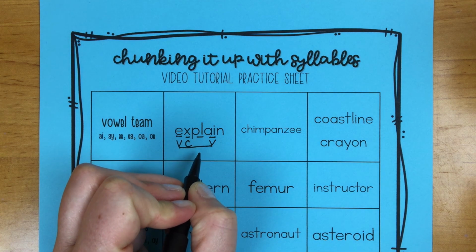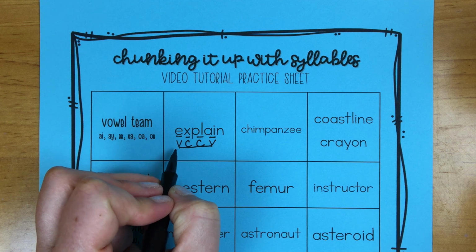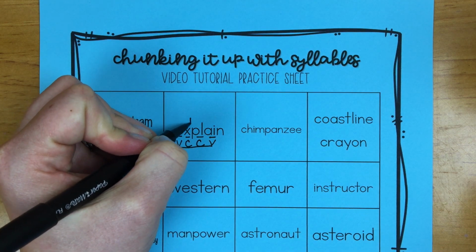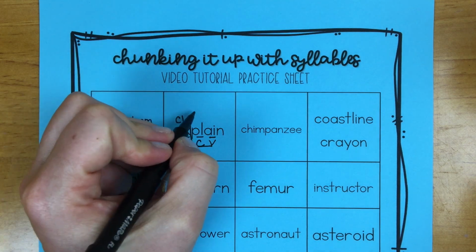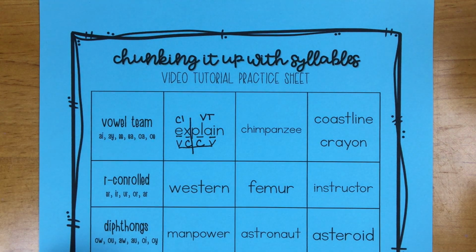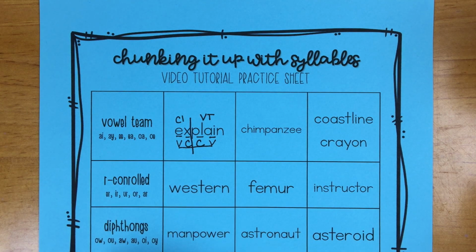My PL is a blend, so I'm going to count that as one consonant sound. With the vowel, consonant, consonant, vowel pattern, I'm going to divide between the two syllables. This is closed, and this is a vowel team syllable, so I can label it with a VT. And that just helps my students to know that this AI is going to make one sound. Let's try the next word together.